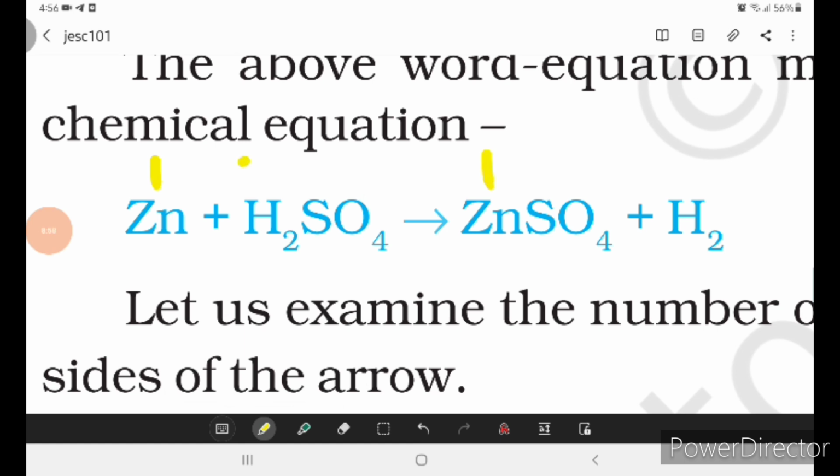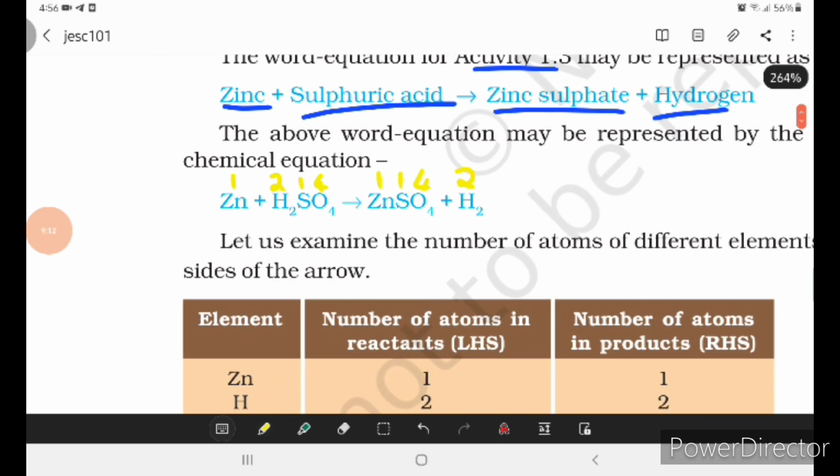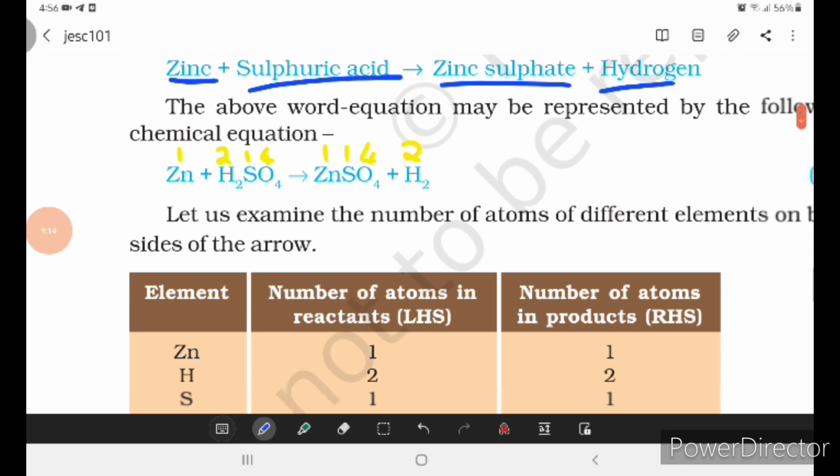Hydrogen, there were 2 hydrogens. Here also there were 2 hydrogens. You have 1 sulfur, 1 sulfur. We have 4 oxygens and 4 oxygens. So hence we can say that this skeletal equation is a balanced equation.